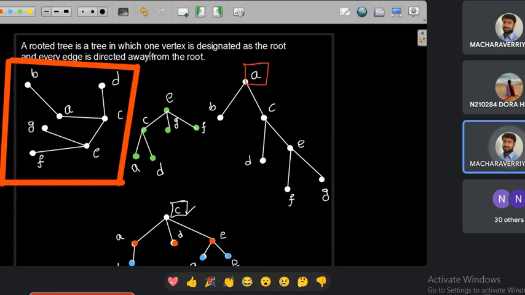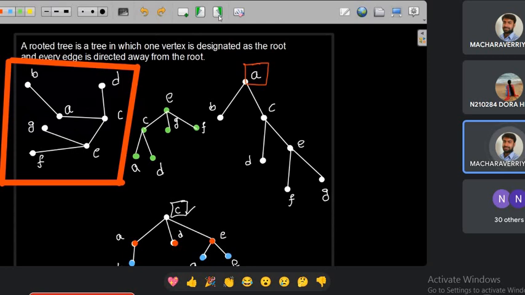A rooted tree is a tree in which one vertex is designated as the root and every edge is directed away from the root. We will direct it downwards. We don't mention the direction here, but you must understand it like this, in the down direction.